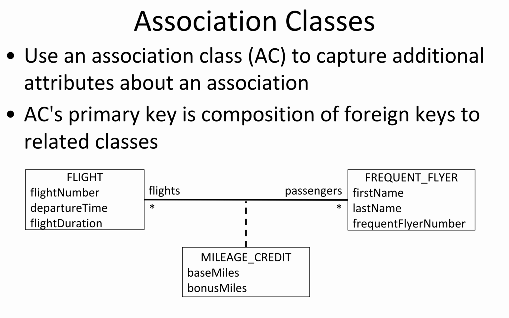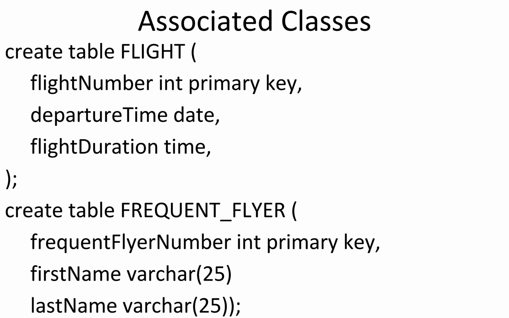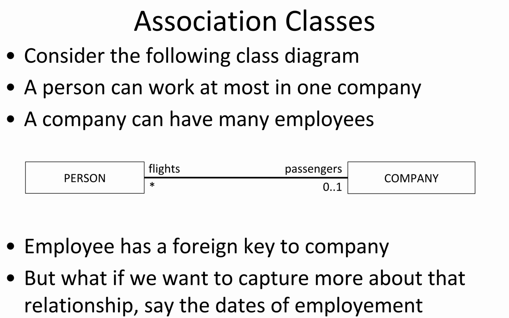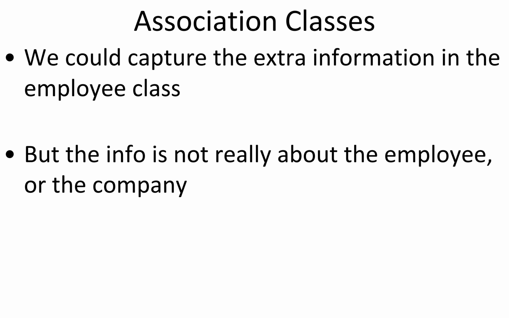Right? But in UML, this is the way you would capture it. Frequent flyer miles having foreign keys and primary keys going out. The mileage credit having foreign keys going out. And association classes, right, that would capture those 2 things.